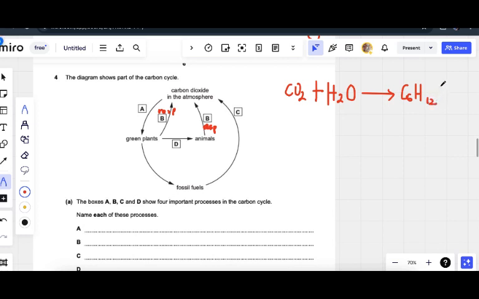So when we have the green plant taking carbon dioxide in the air, this plant takes this carbon dioxide, which is coming from the air. So the process is called photosynthesis. So here, at point A, we write photosynthesis.